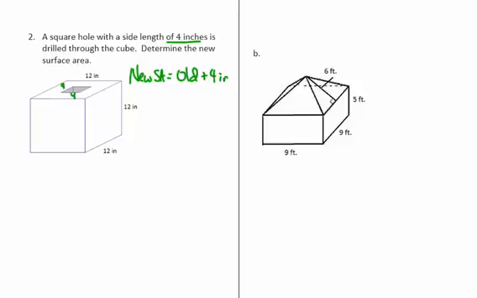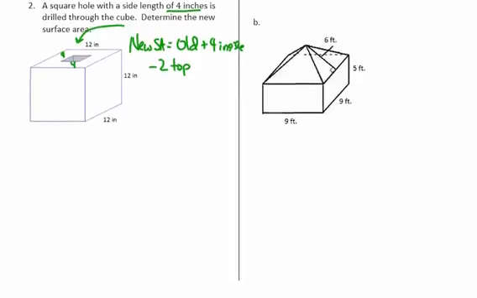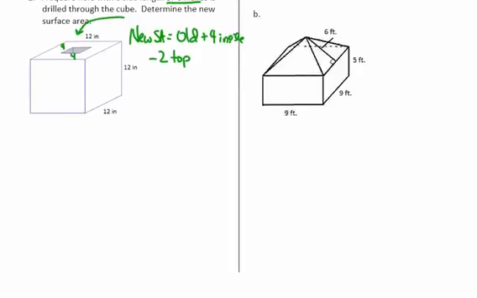plus on the inside of the cube there's 4 new sides, and then we're going to take away from that though the top and bottom that are no longer there. So we're going to work our way through it. On the inside of this, there are 4 sides that are new, that are rectangles. So we're going to take 4 times the length and width of those rectangles.